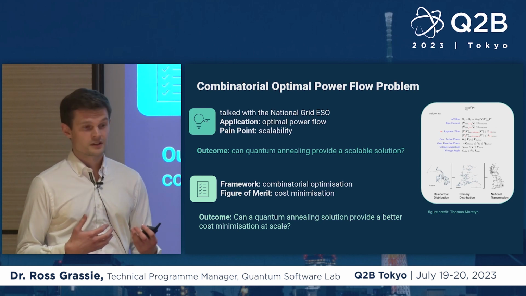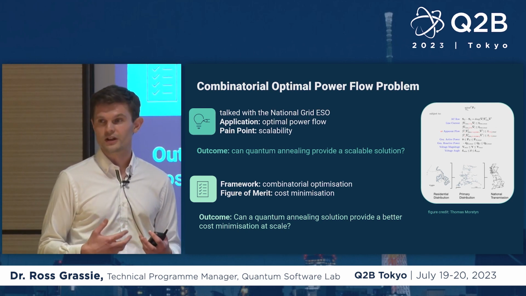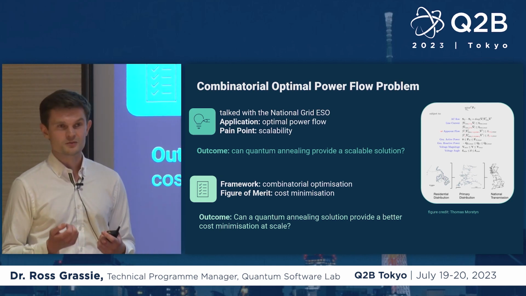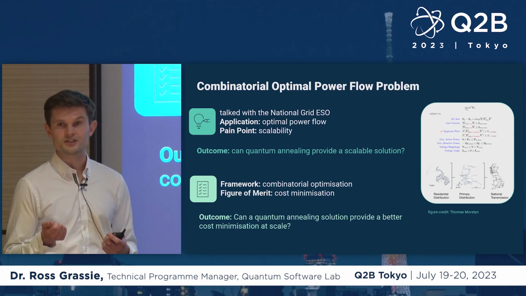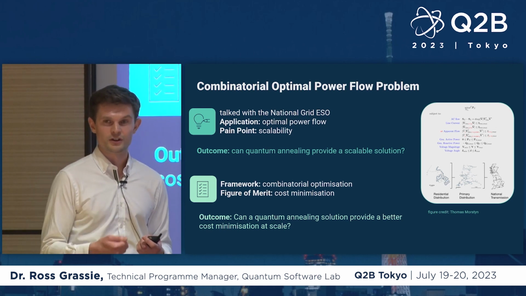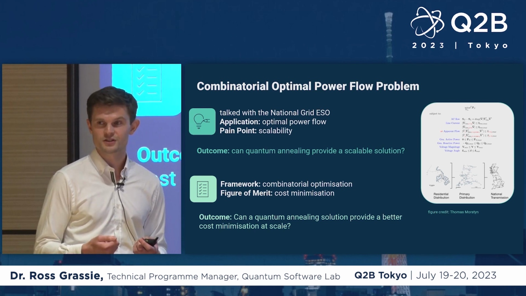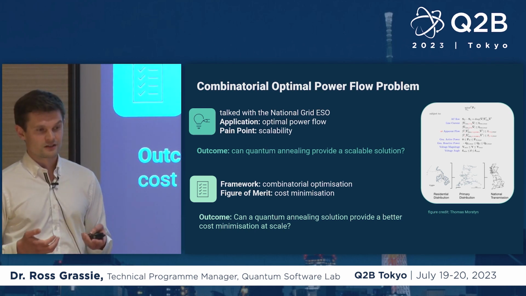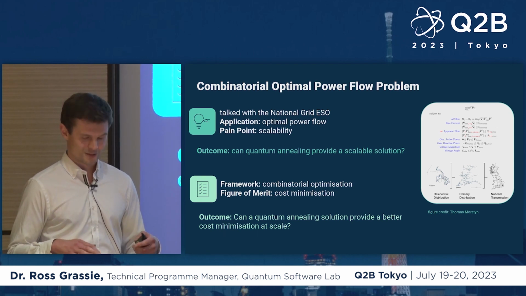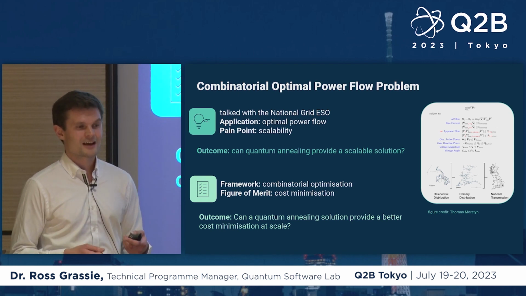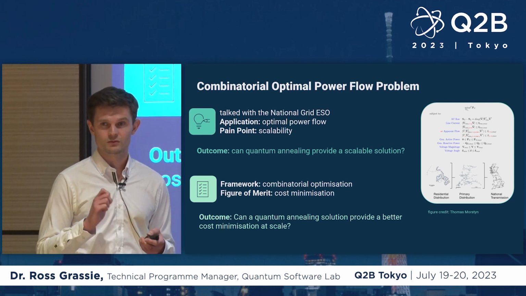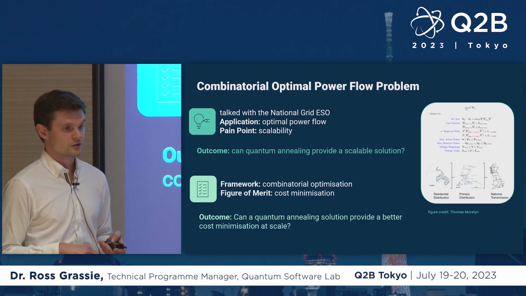And we were told that as more and more renewable energy sources are getting added into the grid, it's becoming very difficult to predict how much power needs to be generated by each of our power stations. With each addition of a renewable energy source, it's introducing more decision variables for the underlying mathematical problem, and the classical computational complexity scales exponentially with these decisions.